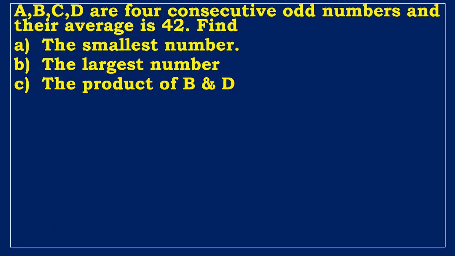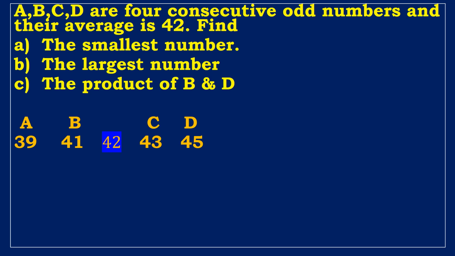Let's look at some more examples to better comprehend this average concept. A, B, C, and D are 4 consecutive odd numbers and their average is 42. Find the smallest number, the largest number, and the product of B and D according to the concept of averages. The middle number is the average number. So, the average of 4 consecutive odd numbers is 42, which means the middle number is 42.